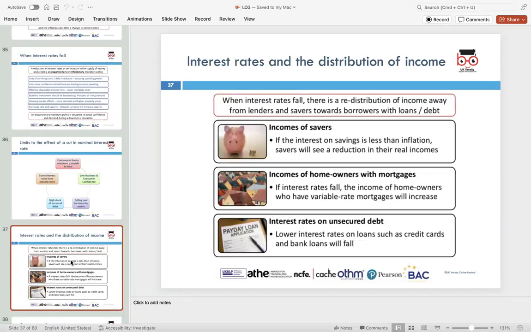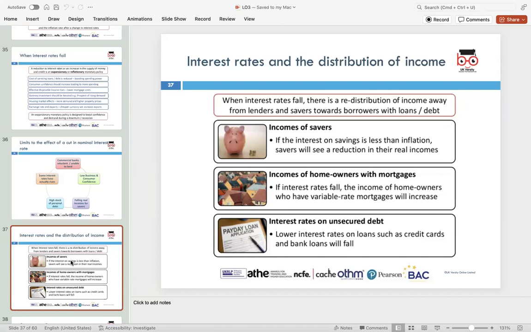Interest rates and the distribution of income. When interest rates go down, there is a shift in the distribution of income away from lenders and savers and towards borrowers who have loans or debts. Income of savers: those who save money will suffer a decrease in their real income if the interest they earn on their savings is lower than the rate of inflation.